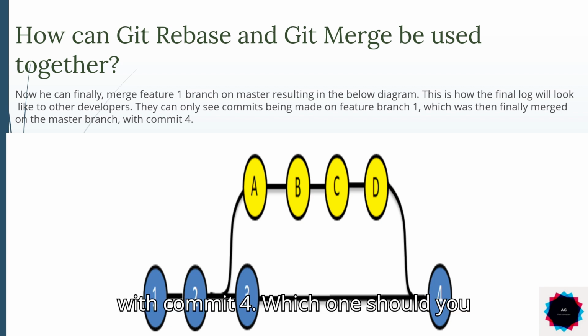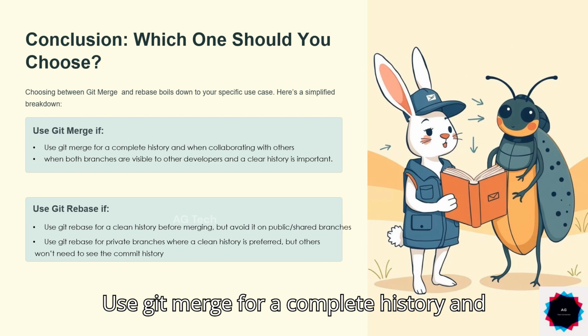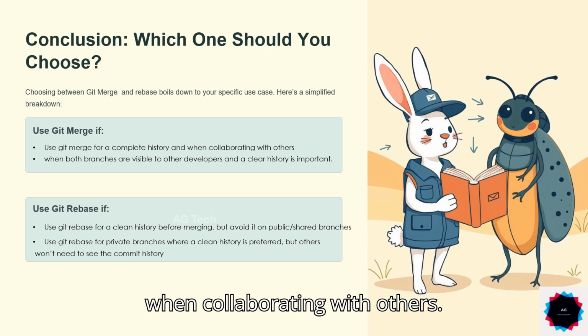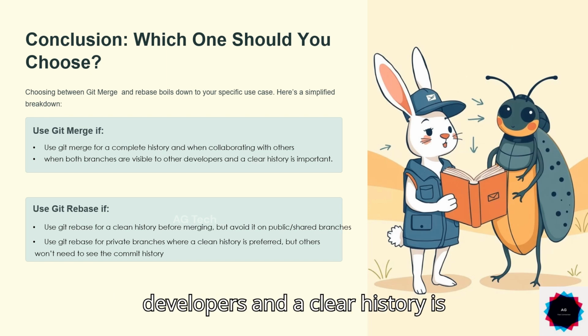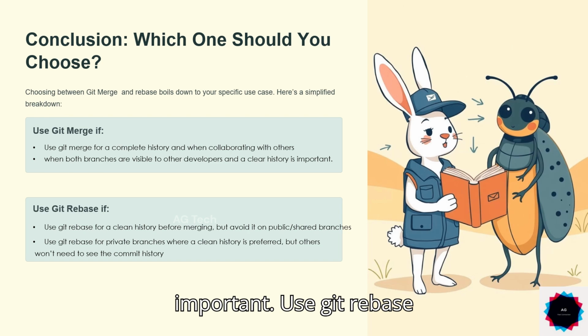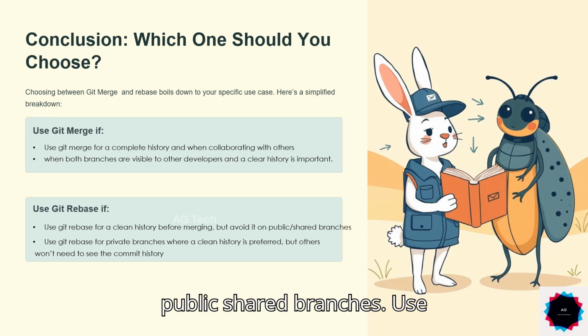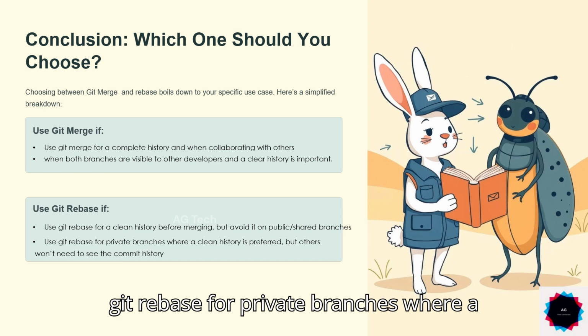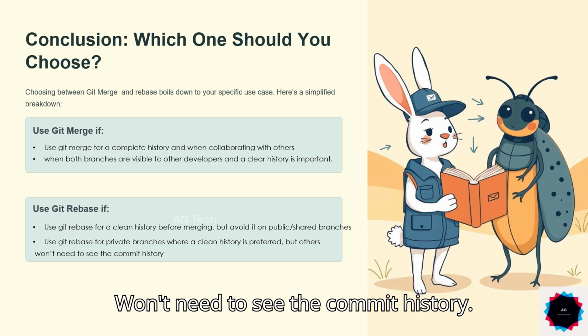Which one should you choose? Use git merge for a complete history and when collaborating with others, when both branches are visible to other developers and a clear history is important. Use git rebase for a clean history before merging, but avoid it on public shared branches. Use git rebase for private branches where a clean history is preferred, but others won't need to see the commit history.